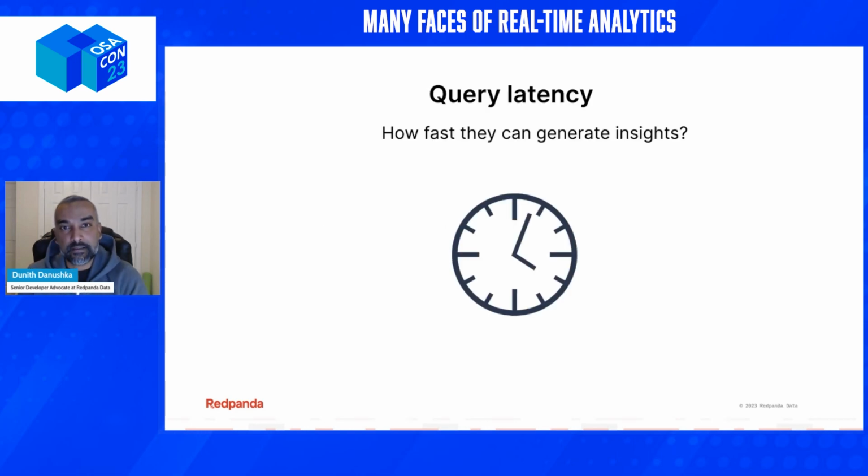So there are 5 categories. The first one is the query latency. This is pretty much common in all real-time analytics databases, and this means how fast the system can generate insights. This latency can be a decisive factor when you are building a real-time analytics system, because some systems have stringent latency SLAs, which fall in the millisecond or sub-second range, and some can tolerate latency of up to a few seconds or a few minutes. So it's a decisive factor.